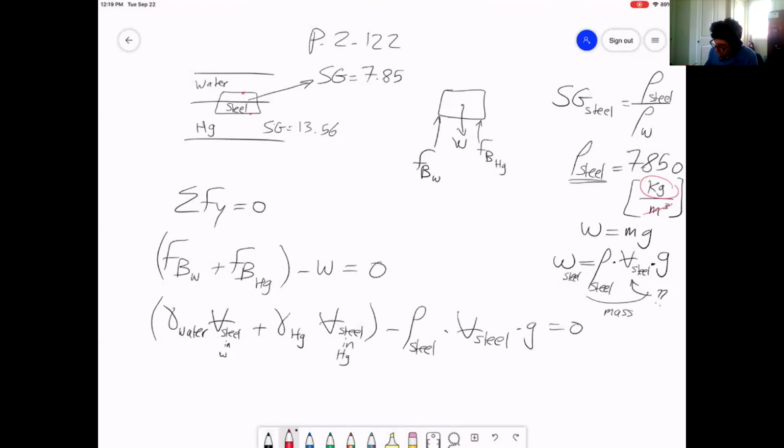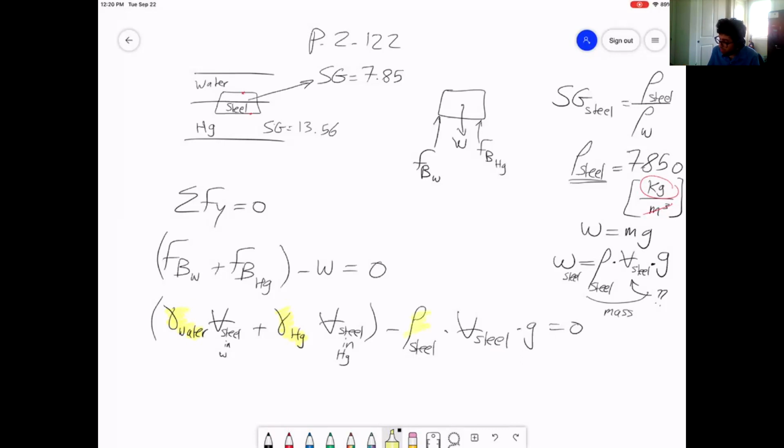Okay, let's highlight everything we know in this equation. Do we know the gamma of water? Yes, gamma water should be the density of water times gravity, right? Yes. Do we know gamma of mercury? We could calculate it from the specific gravity of mercury. Exactly. You can calculate it from specific gravity.